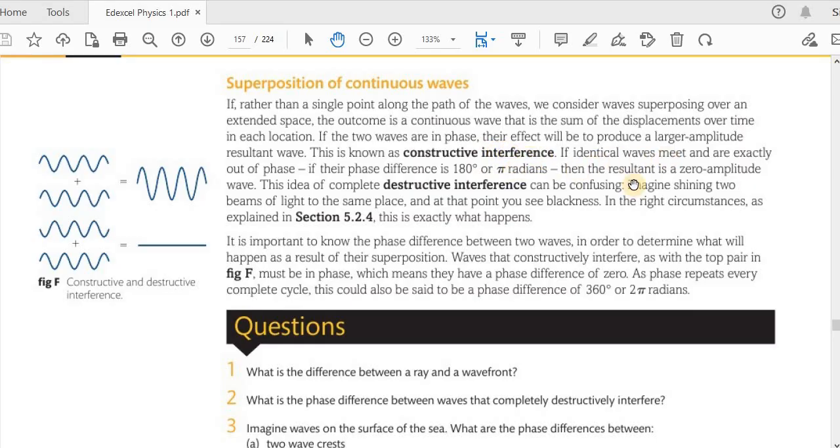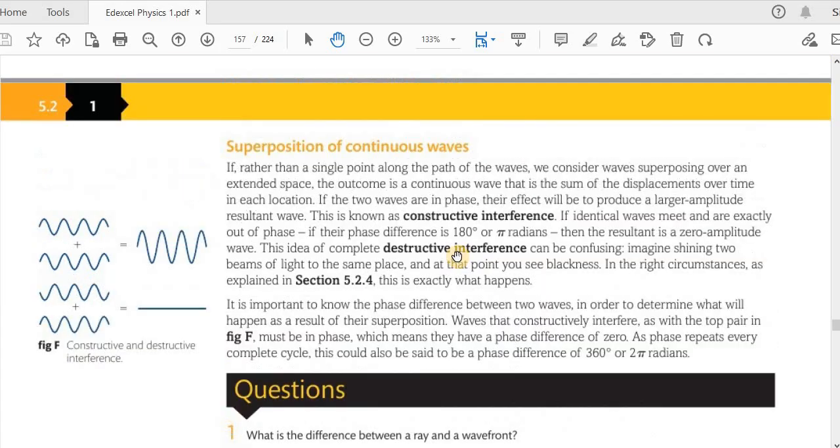Okay, meet and out of phase here. Destructive interference, zero amplitude. Okay, this idea of complete destructive interference can be confusing. Imagine shining two beams of light to the same place, and at the point you see blackness. In the right circumstances, as explained in section 5.2.4, this is exactly what happens. So we will see those afterwards.